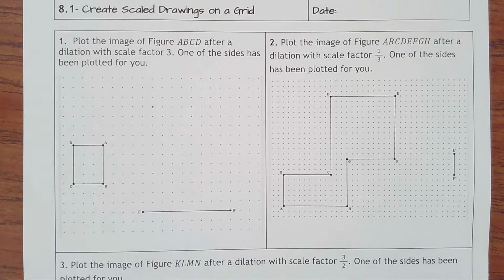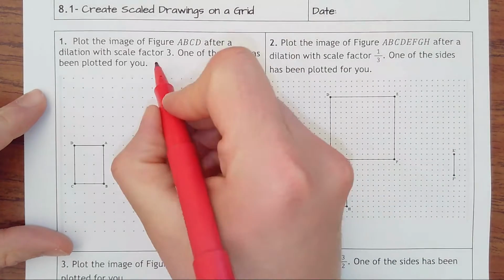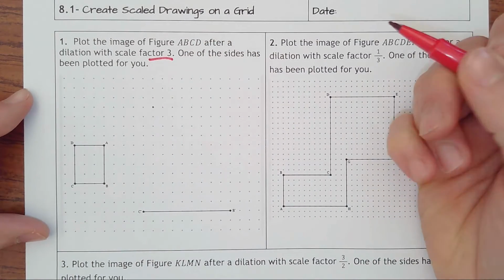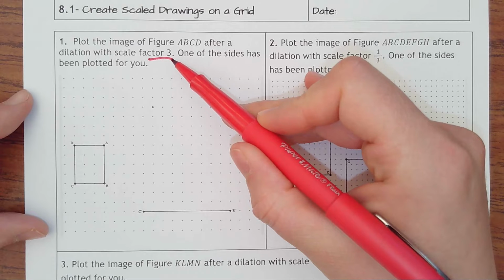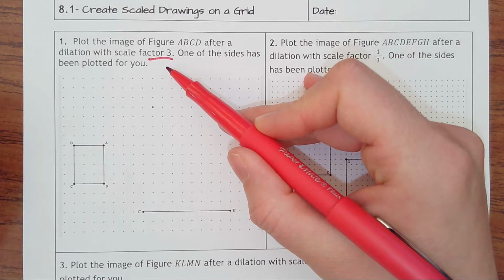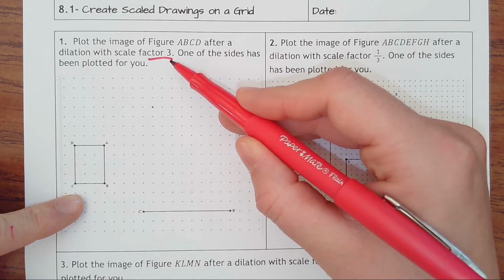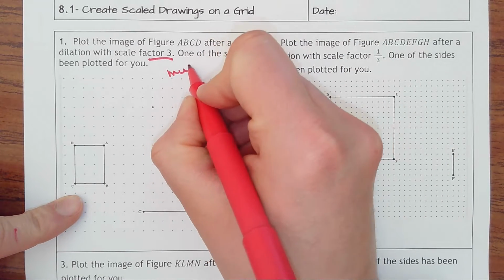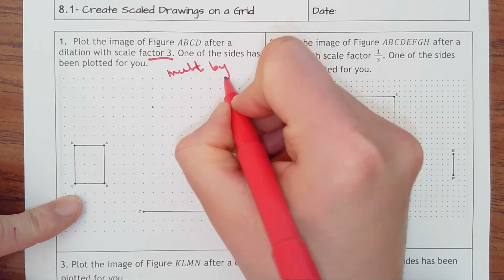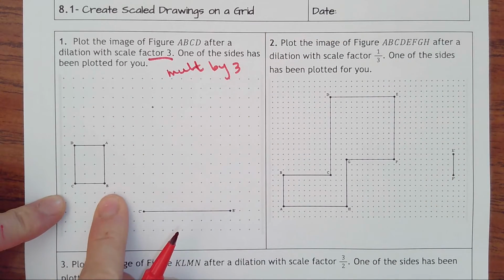It says plot the image of figure ABCD, this rectangle, after a dilation with a scale factor of 3. One of the sides has been plotted for you. So basically saying that when the scale factor is bigger than 1, it's getting bigger. And so we're just taking each length and multiplying by 3. They've already done this one for us. We won't worry about it.